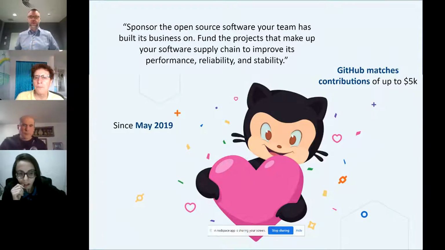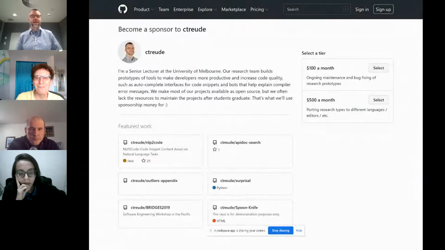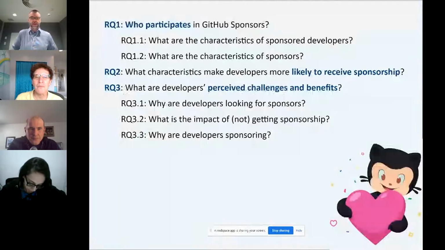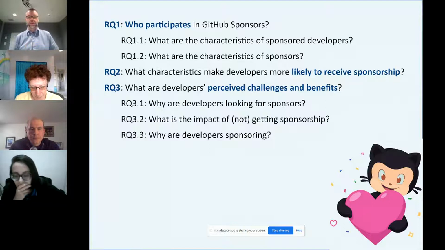This is what a sponsorship profile can look like. This is my own. I have not made any money yet, but you can write a little blurb about yourself, and you can make promises of what you would do if you receive a certain amount of sponsorship money. So since GitHub Sponsors is fairly new, this paper describes an exploratory study, just trying to understand what is the current state of the practice of GitHub Sponsors, and our research questions reflect this.